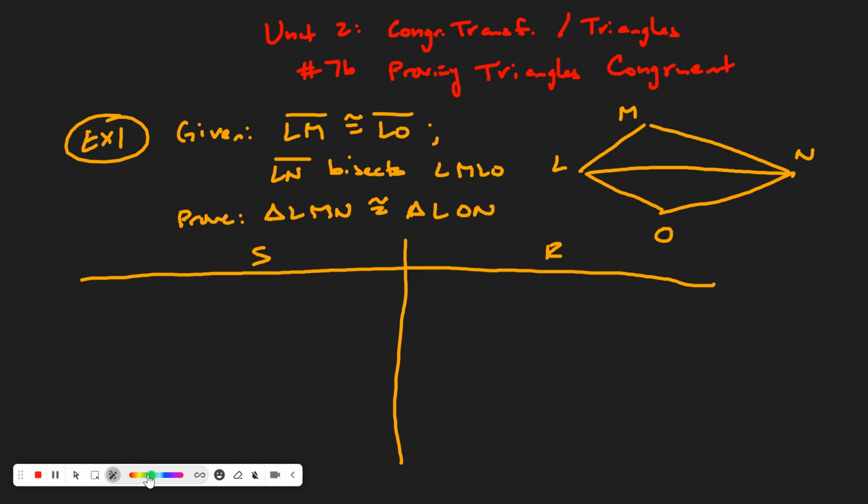Okay, so we always start the proof off with our given. So in my first box here, I'm going to write down that segment LM is congruent to segment LO. And I'm going to put that segment LN bisects angle MLO. And that is given to me. And that all comes from right up here, the given. So let's go mark that. So in this picture, LM is congruent to LO. You mark that using dashes. So we checked off this congruence. So this is a pair of sides. I'm going to put an S with a circle.